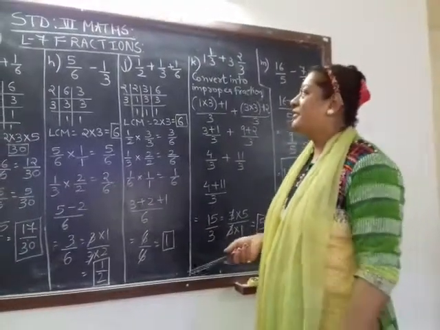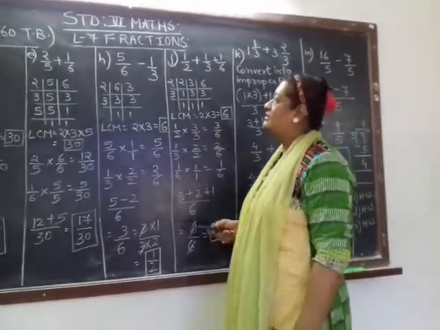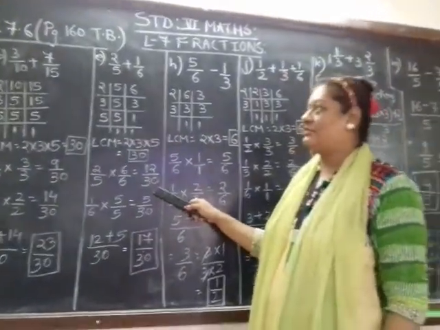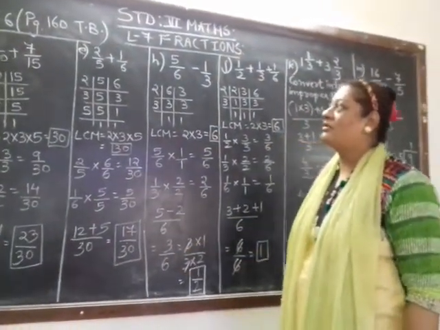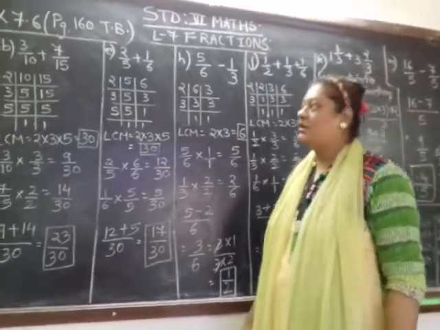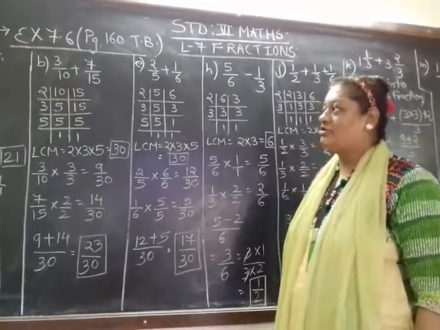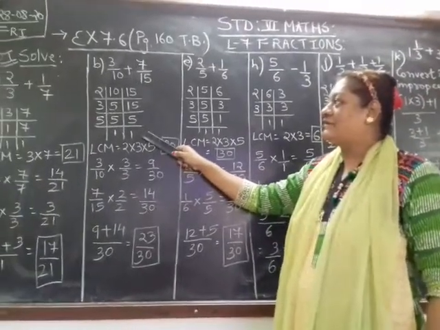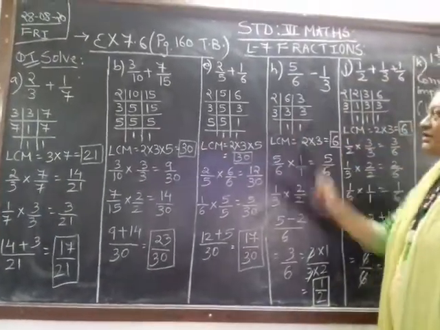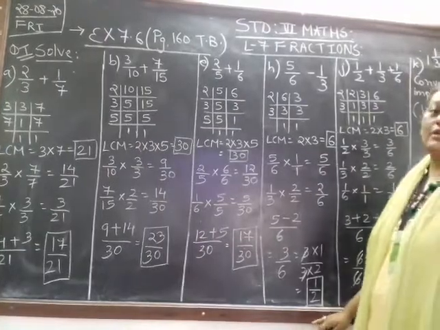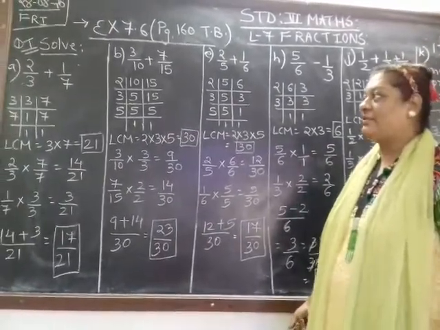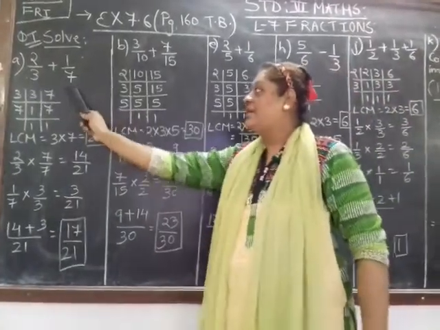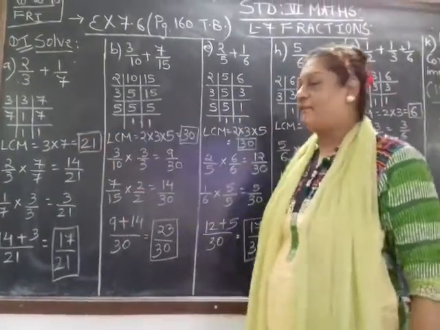Okay children, continuing further with standard 6 maths lesson number 7, fractions, the last exercise to be solved, 7.6 on page 160 of your textbook. Moving on to question number 1 solved. Now children, here you can see there are some sums of addition and subtraction, but with unequal denominators. Unequal denominators means unlike fractions, where the denominators are not the same, right? They are called unlike fractions.